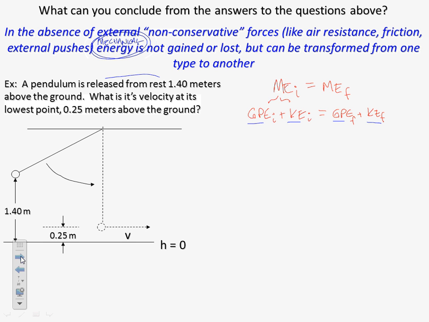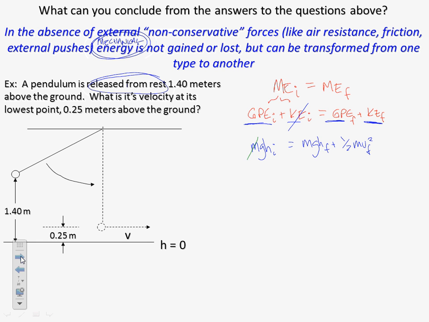Oh, look. Released from rest. See ya. Is it at height 0? Nope. Is it at height 0? Nope. Is it moving? Yep. So we've got to keep those parts. And now we can substitute and say mgh initial equals mgh final plus 1/2 mv final squared.